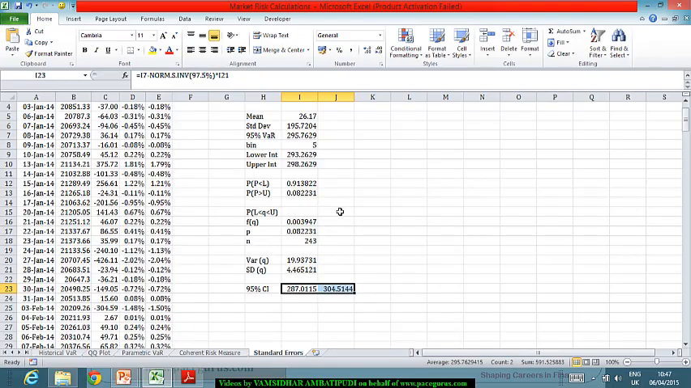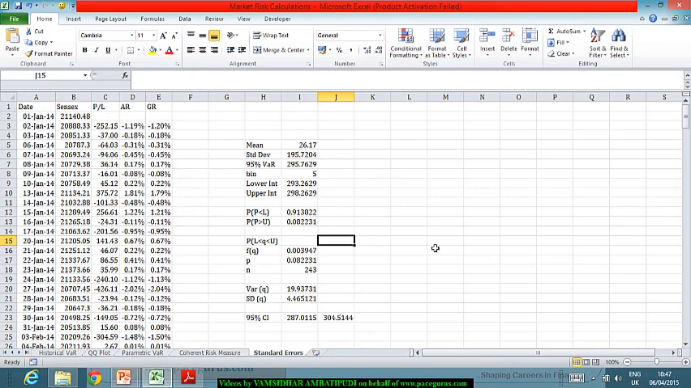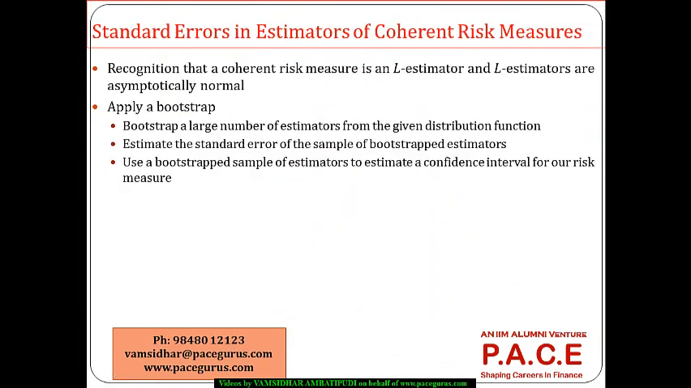So we really need to be careful while measuring the standard deviations or standard errors that are present as a part of the estimators. And in some cases with coherent risk measures, the major mechanism that is suggested is going for a bootstrap and creating a kind of simulation, to come out with a large number of estimators.